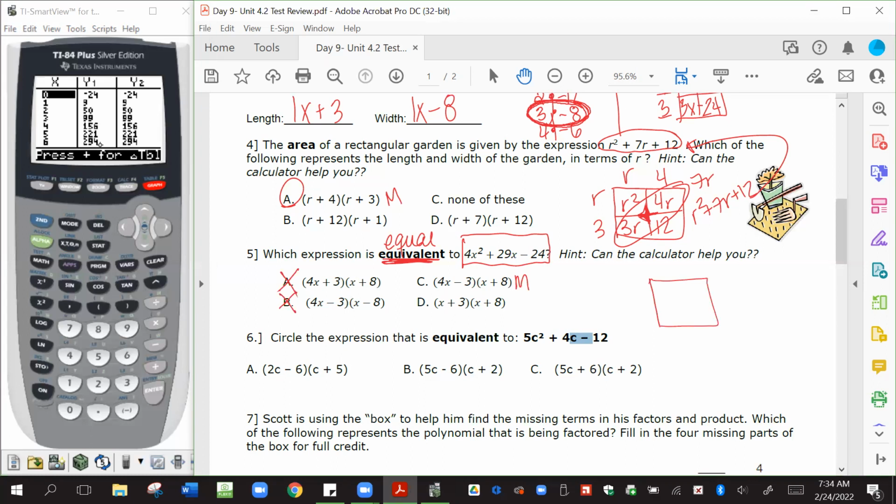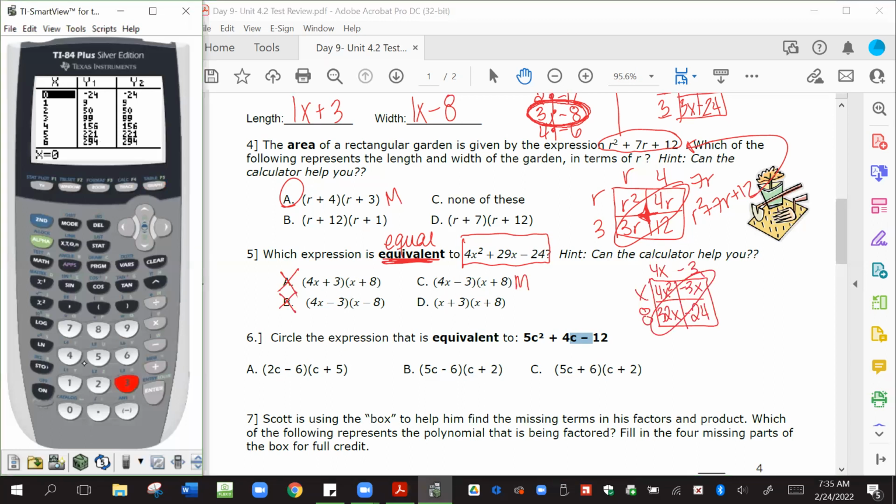So I know that if that one's equivalent, I've got a binomial here. So 4x minus 3. And we know that this one is an x and an 8. I know that I'm going to use the box to multiply because there's no symbol between those. 4x times x is 4x squared. X times negative 3 is negative 3x. 4 times 8 is 32x. And 8 times negative 3 is negative 24. I add these two together.